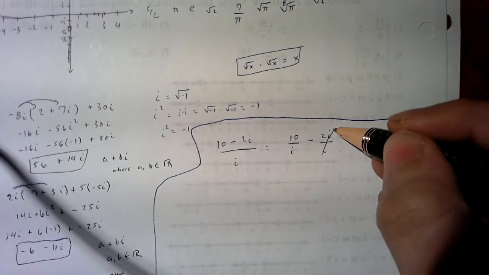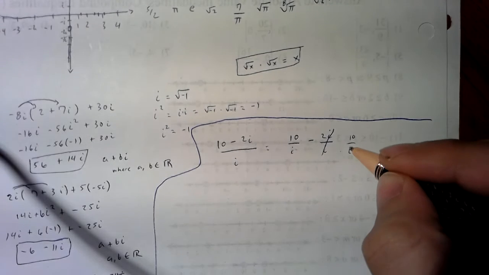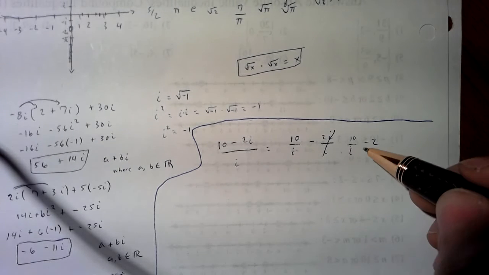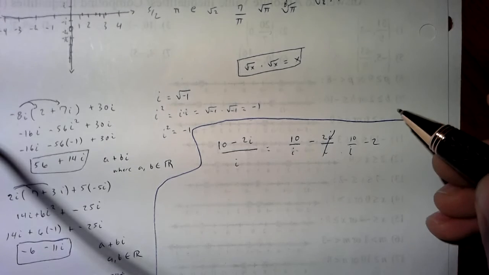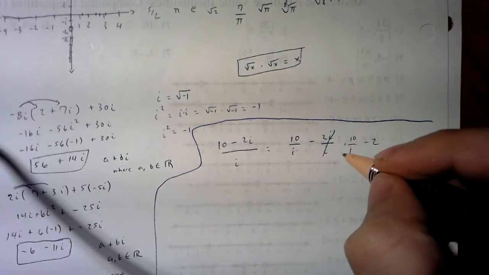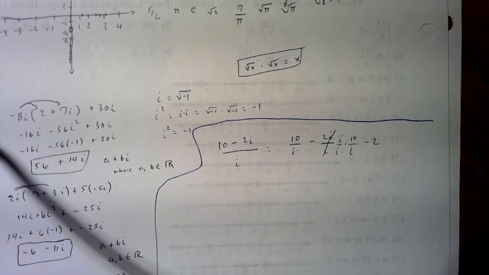So this i over i cancels. So we're left with 10 over i minus 2. Things are looking good so far. We don't want this i in the denominator. You see how there's an i here? There's 10 divided by i. So what we're going to do is multiply just this fraction by i over i so that we can get rid of the i that's in the denominator.